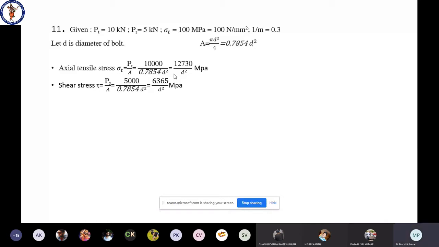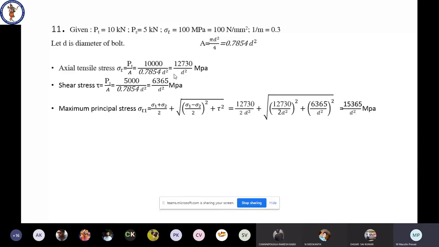So now we have two loads. Two loads are giving us two stresses. So we have calculated the induced stresses due to axial pull as well as transverse shear load. One is tensile stress, 12,730 by d square megapascal. Second one is direct shear stress, 6,365 by d square megapascal. These are the individual stresses which are induced due to the load applied on that particular bolt.